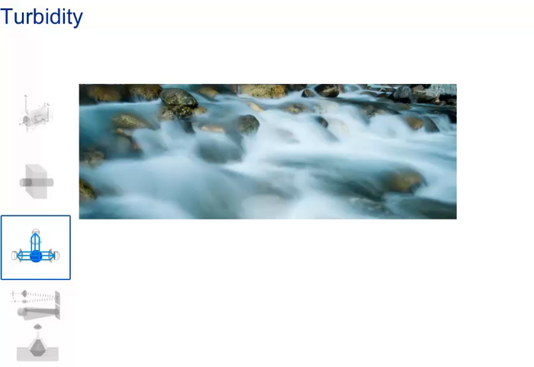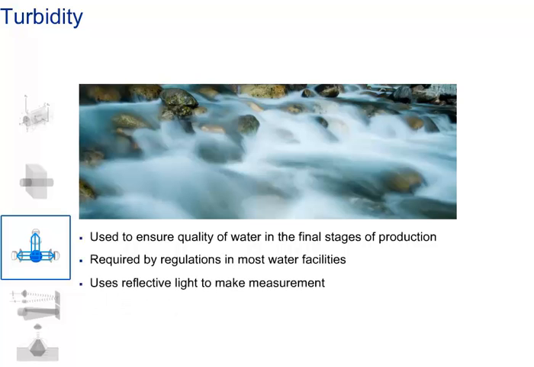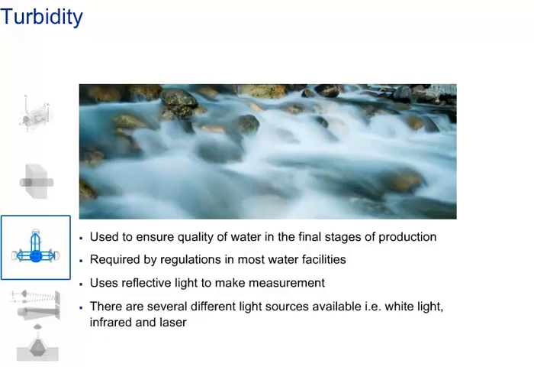To guarantee water quality during the final production stages, the measurement of clarity of the water is important. There is a turbidity measurement to ensure the water meets local government regulations. Required by regulations in most water facilities, it uses reflective light to take measurements. There are several different light sources available, for example, white light, infrared, and laser.